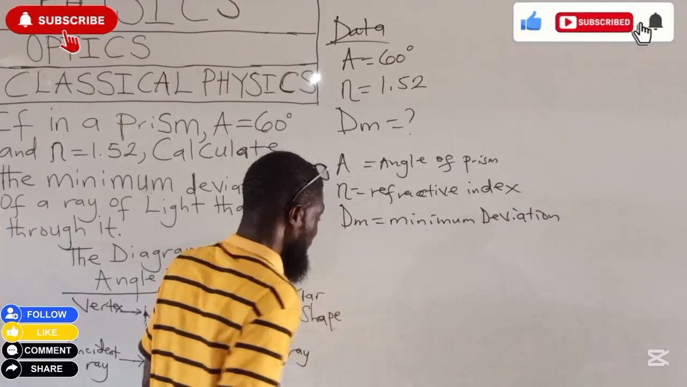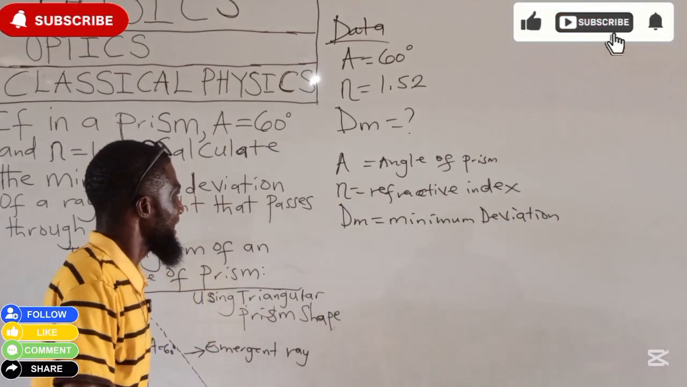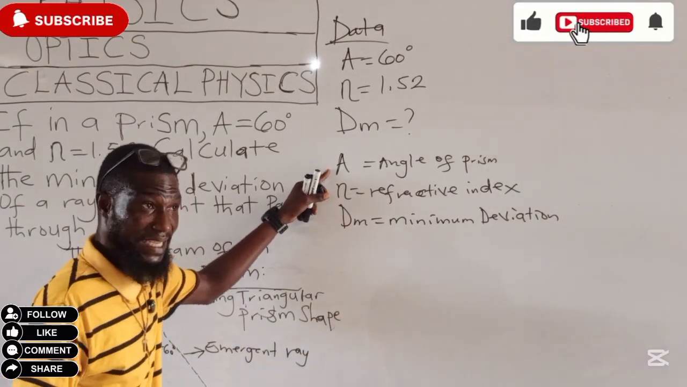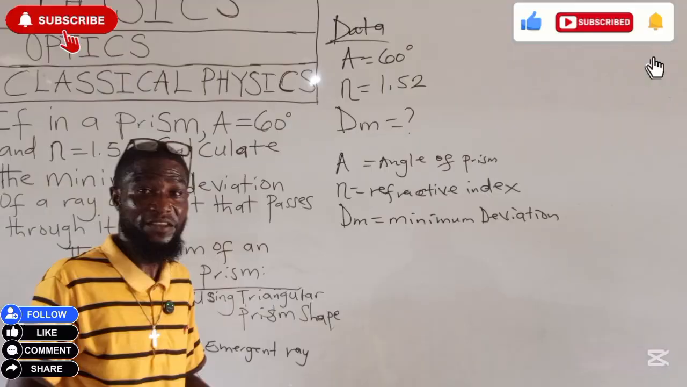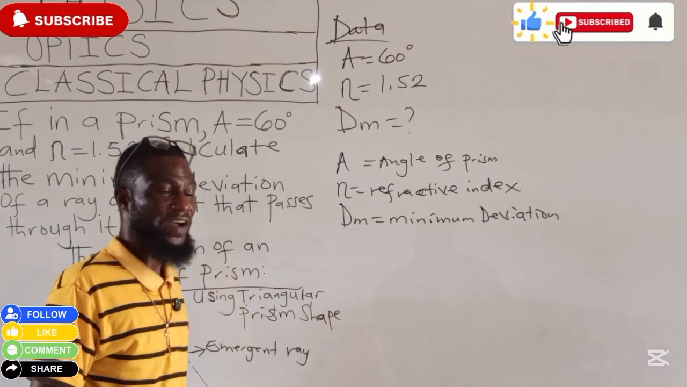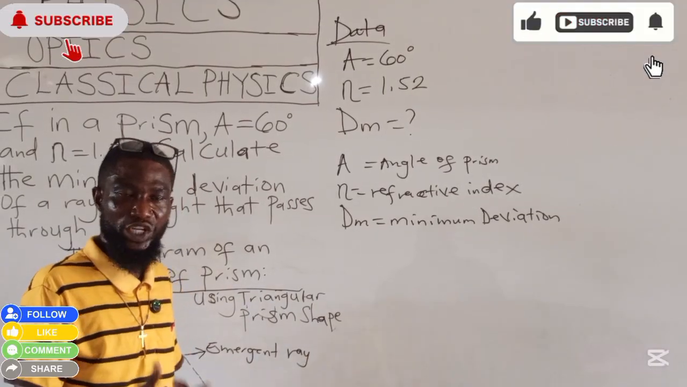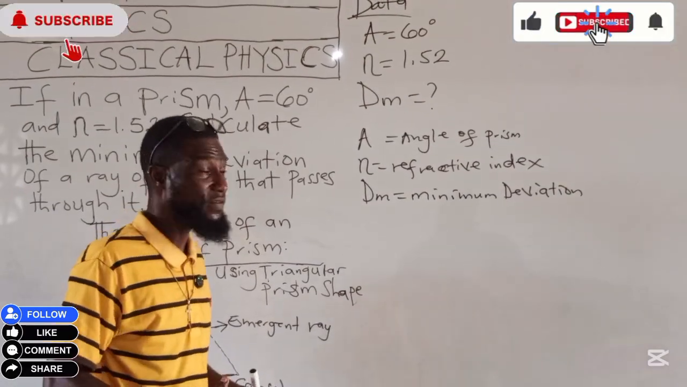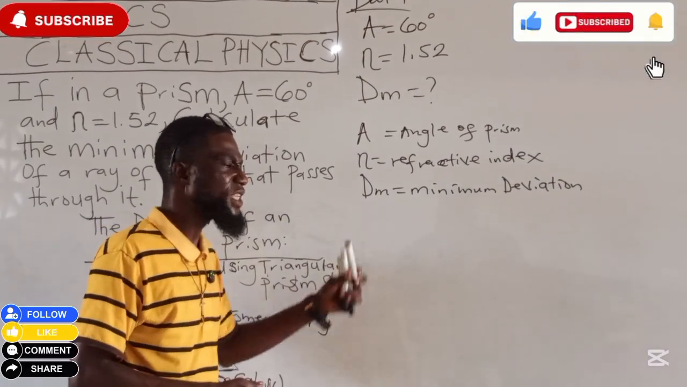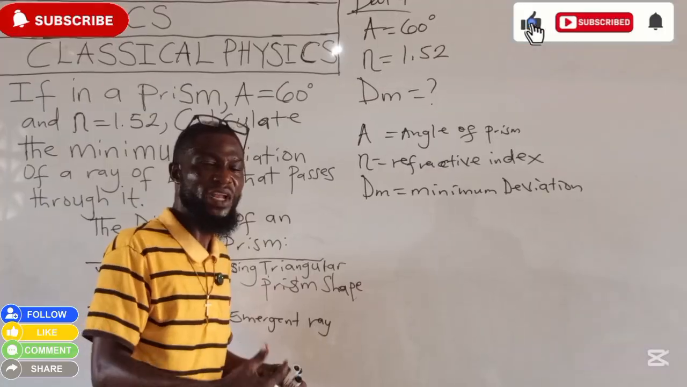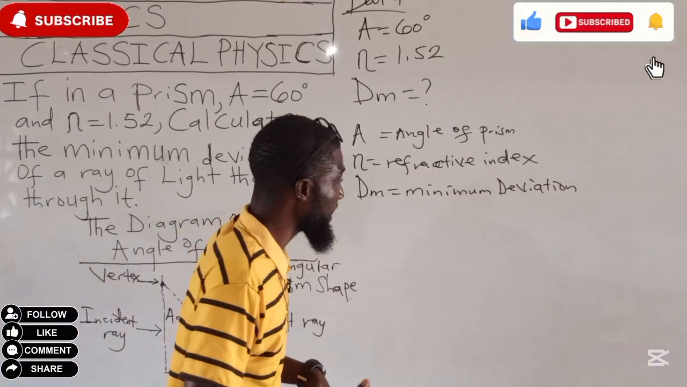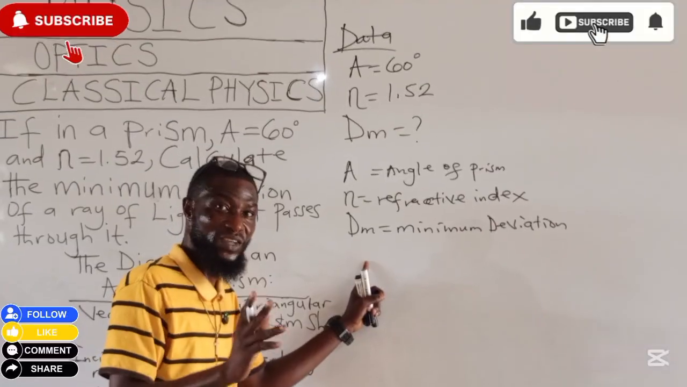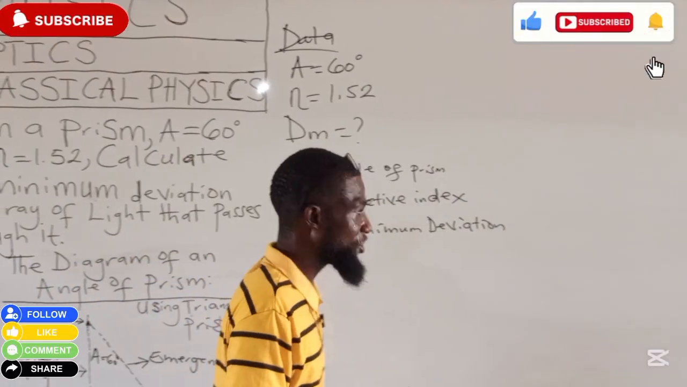On this note, ladies and gentlemen, I was told that the angle of prism is the angle between the two refracting faces, while the refractive index is the ratio of the speed of light in a vacuum or air to the speed of light in a material, while minimum deviation is the smallest angle by which the prism bends the ray of light. On this note, ladies and gentlemen, based on this information given, we'll be looking at our problem to solve.